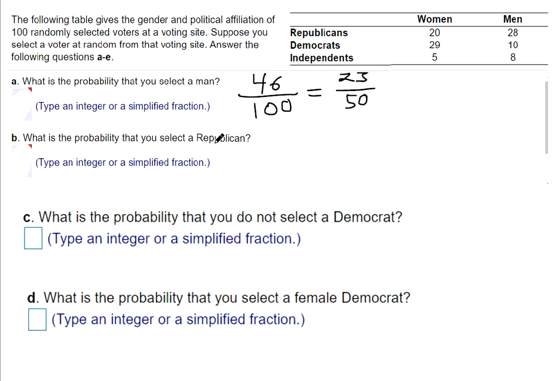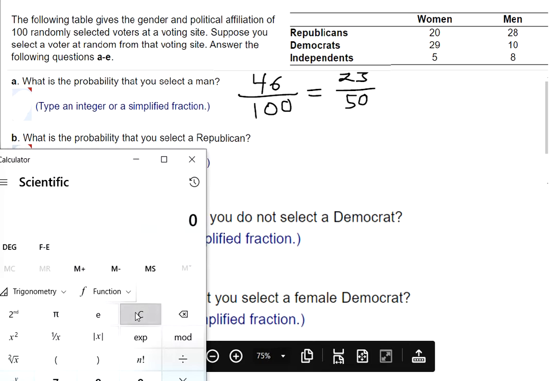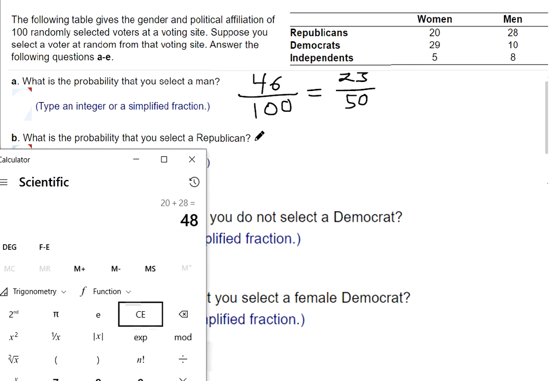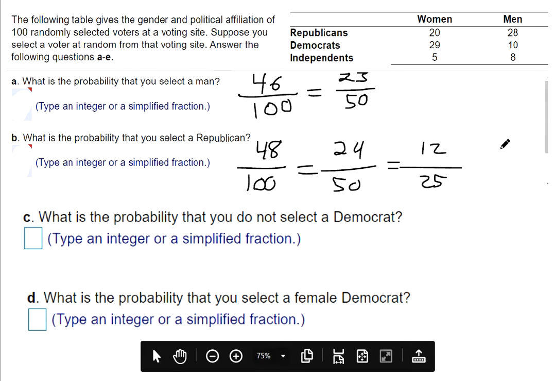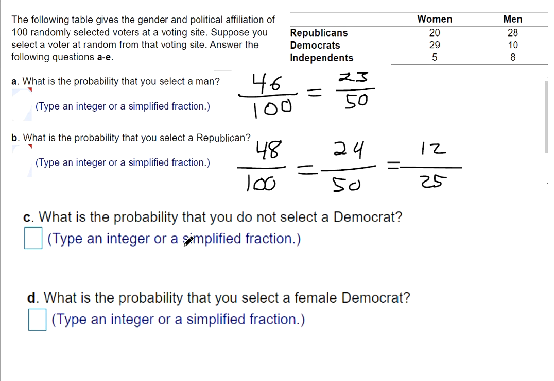What's the probability that we select a Republican? Well, we got to find out the total amount of Republicans. 20 Republican women, 28 Republican men. There's 48 Republicans out of a total of 100 people. And then simplifying like we just did before, divide the top and the bottom by 2. That's as simplified as we can go because they're not even. They're not both divisible by 3, so it's unlikely something else is there, but you can check. That is simplified though. Part C, what is the probability that you do not select a Democrat?